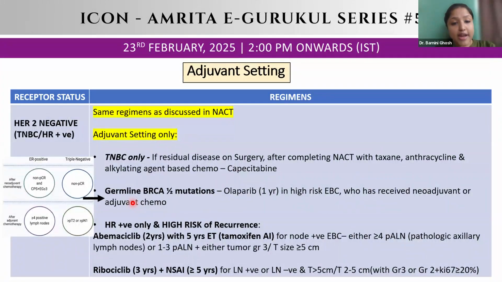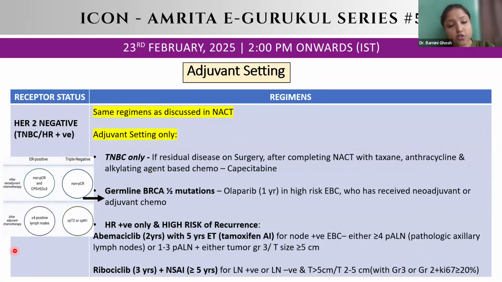For germline BRCA mutation patients, with either germline BRCA1 or 2 mutation, there is the option of using adjuvant olaparib for 1 year for patients at high risk of recurrence. So who are the patients at high risk of recurrence? These are the patients who have received either neoadjuvant chemotherapy or adjuvant chemotherapy.